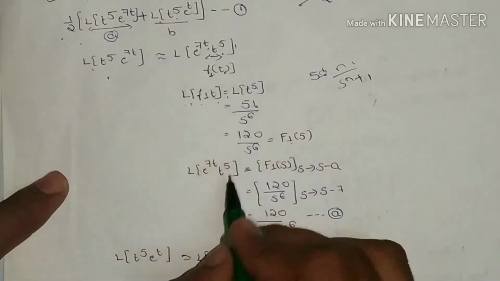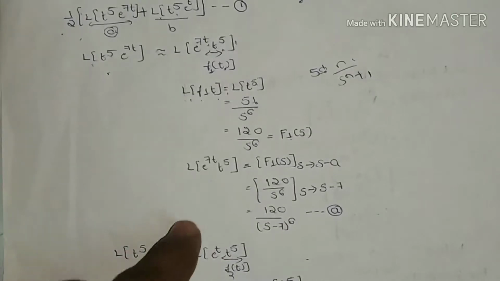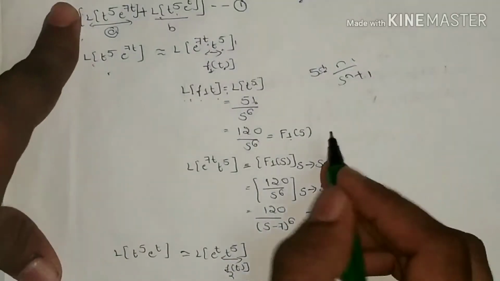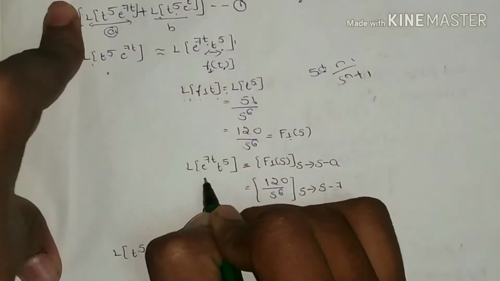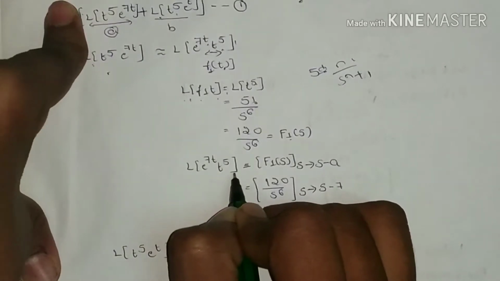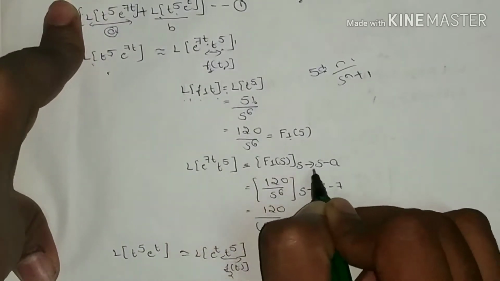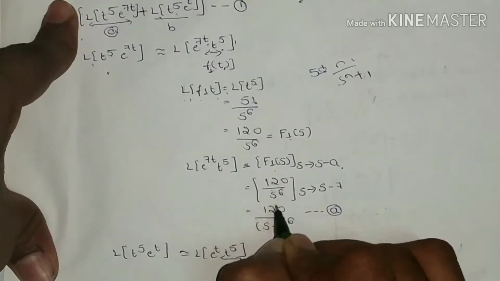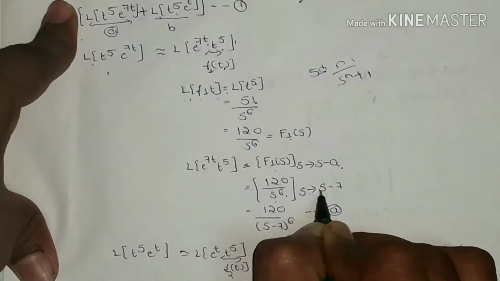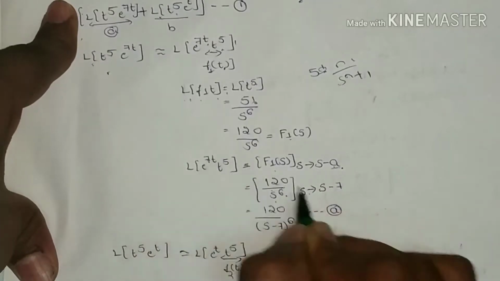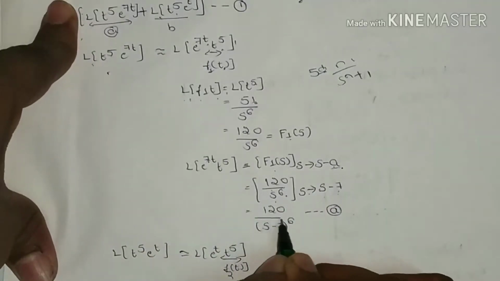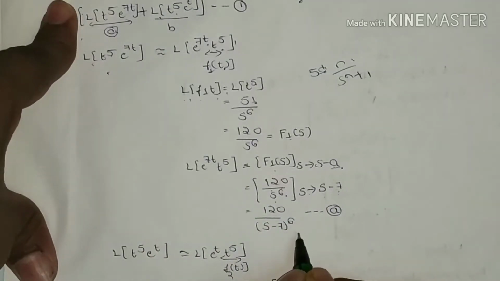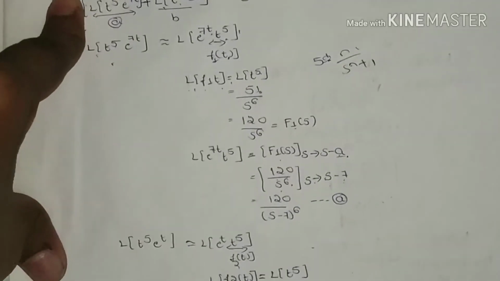Then put the value of f1 of s here. By the replacement property, I can write Laplace of e raised to 7t into t raised to 5 equal to f1 of s, where s is replaced by s minus 7. What is f1 of s? 120 divided by s raised to 6. Here s is replaced by s minus a. What is a? Here 7 is there, so s minus 7. So 120 divided by s minus 7 whole raised to 6 is the first result, that is called a.